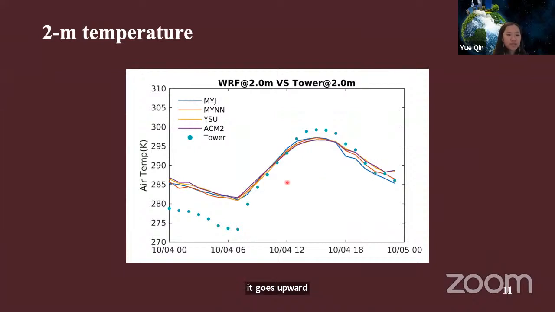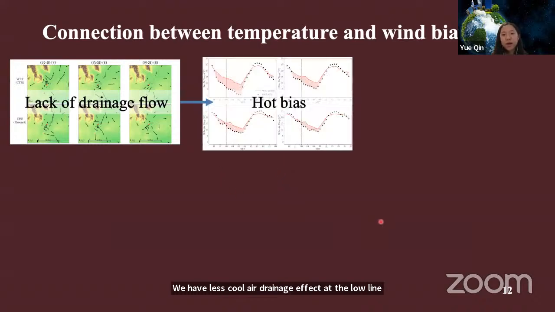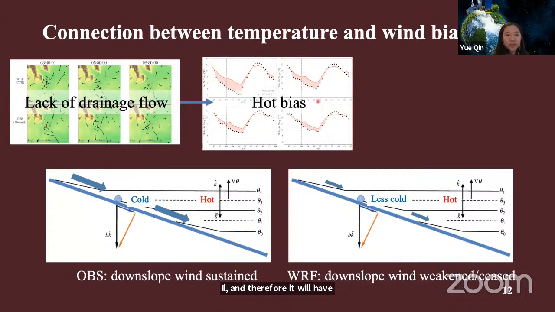This is showing other sensitivity tests, which show no PBL scheme is clearly superior to the others. So we found a connection between temperature and wind biases. First of all, because we have a lack of drainage flow, we have less cool air drainage effect at the low-lying areas. The model underestimates the drainage flow, which will cause insufficient cold air drainage at the southwest INL, and therefore it will have less temperature decrease than the observation at night, namely a hot bias.